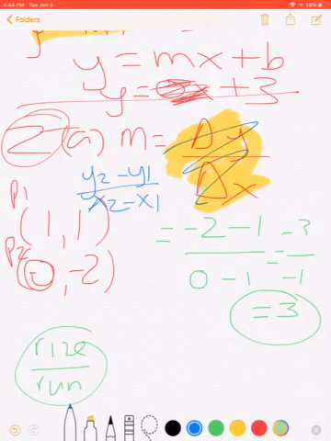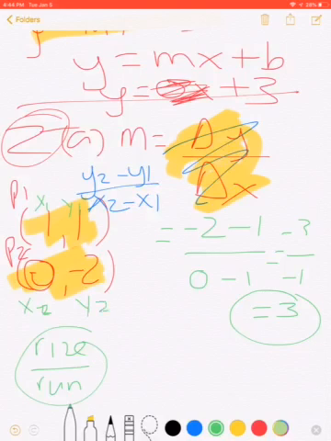So you get your 2 points. We're going to call this point 1, and we're going to call this point 2. These numbers were taken directly from the graph itself, the point 1, 1, and the point 0, negative 2. That would make this x1 and y1, and that would make the 0 x2 and the negative 2 y2.